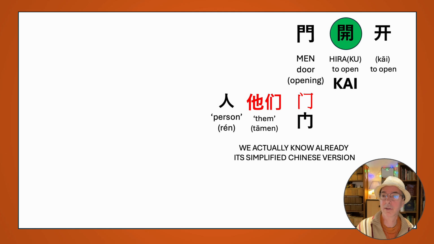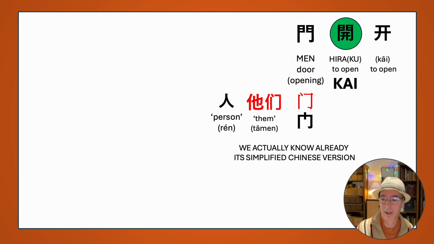It consists actually of two symbols, two characters that you can derive from it. It's the character which we already know as men, which is also door, kai, which is also derived into a simplified Chinese character that also means to open. You can find in between the two other parts of the first character.